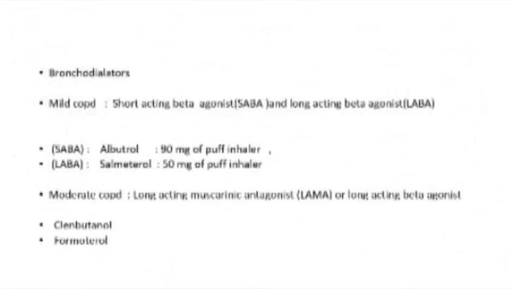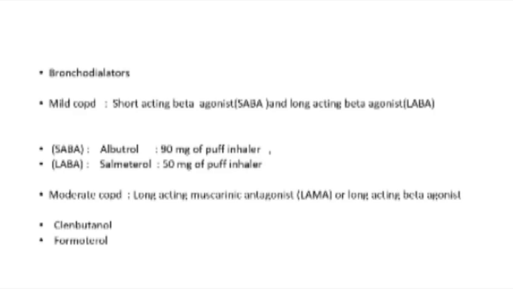Coming to bronchodilators, these are the vital drugs which we have to give in respiratory syndromes or any COPD cases. Based on the stages of COPD, we have divided the treatment method. In mild COPD, we give short acting beta agonist and long acting beta agonist. For example, short acting beta agonist albuterol, a puff inhaler of 90 mcg, and long acting beta agonist salmeterol, a puff inhaler of 50 mcg.